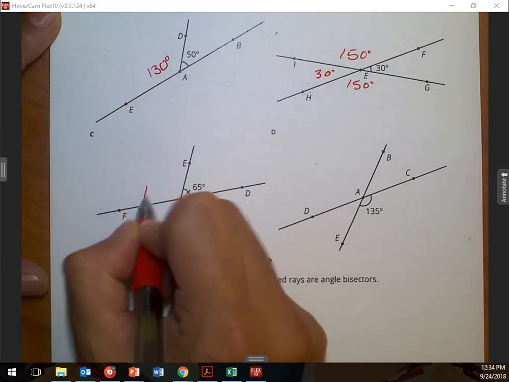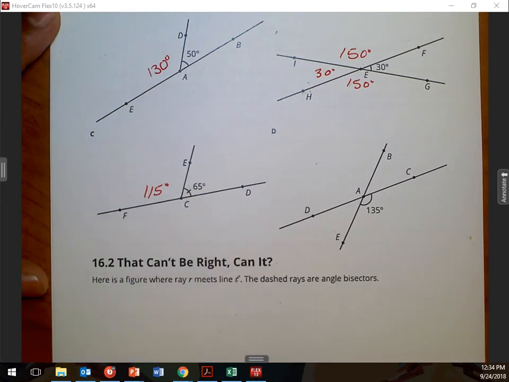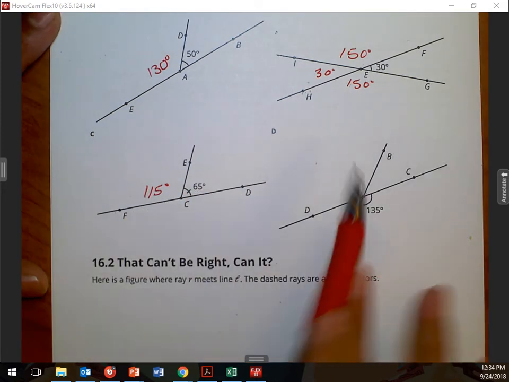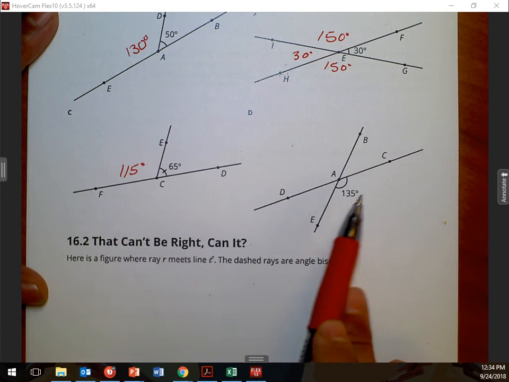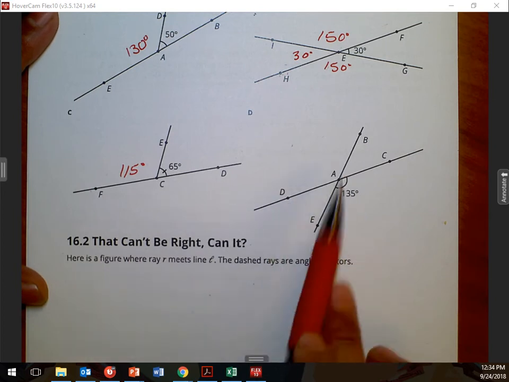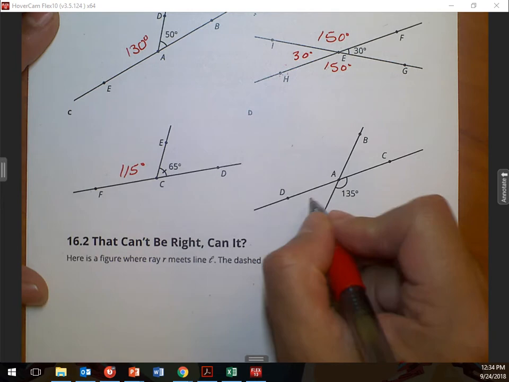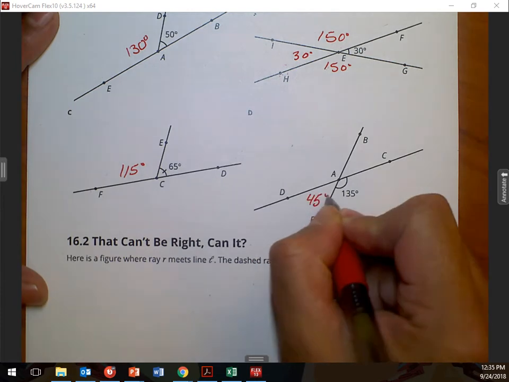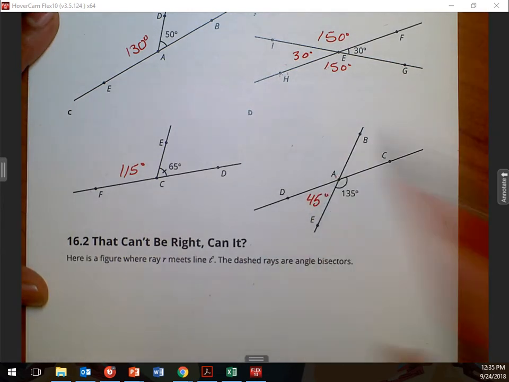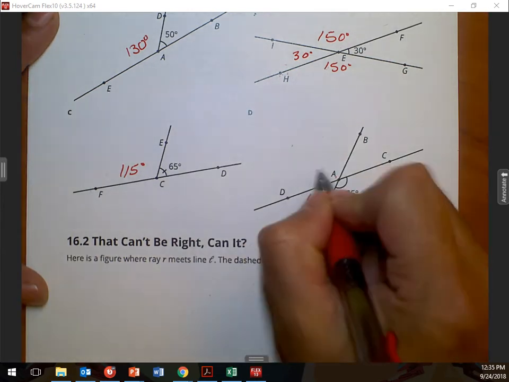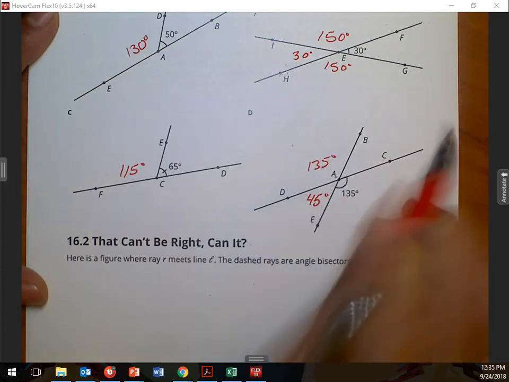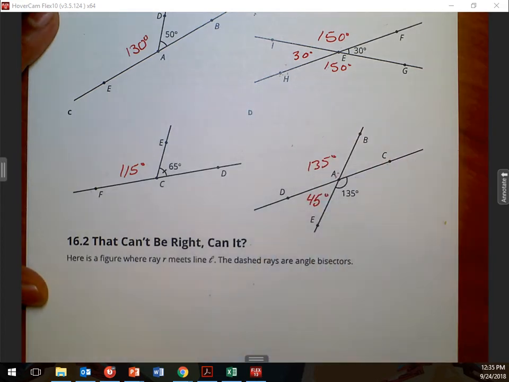115, right? Okay, so now let's go back over here. Now we got all that. So now let's go DAE. What is DAE going to be? 45. What is DAB? And BAC?